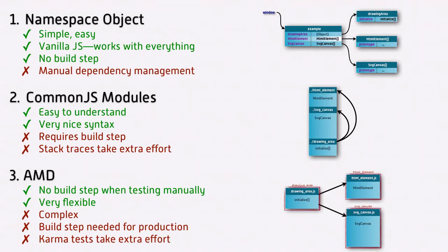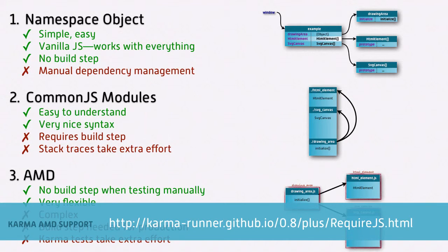You also will need a build step for production code if you have a large system. And although manual testing works fine, Karma testing will take some special effort, so it's probably true for other testing tools as well. Now, Karma does have out-of-the-box support for AMD, but you have to spend some time enabling it. I didn't do that for the example I built for this episode, and I did notice that although the tests appeared to be running, they acted very strange. So you will need to make sure that you actually enable that AMD support if you're using AMD with Karma.